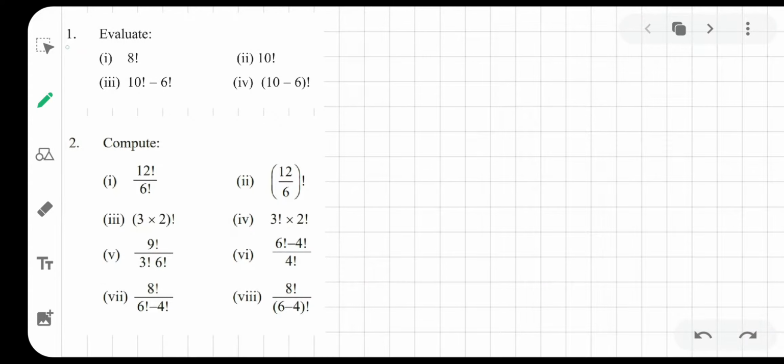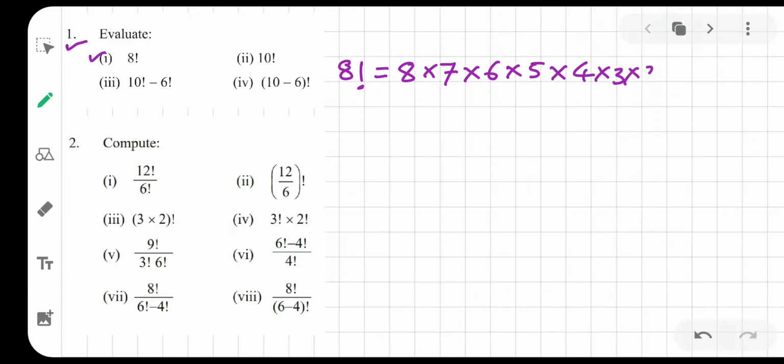Okay, so let's start with the first question. First, we want to find the value of 8 factorial. 8 factorial is 8 into 7 into 6 into 5 into 4 into 3 into 2 into 1.